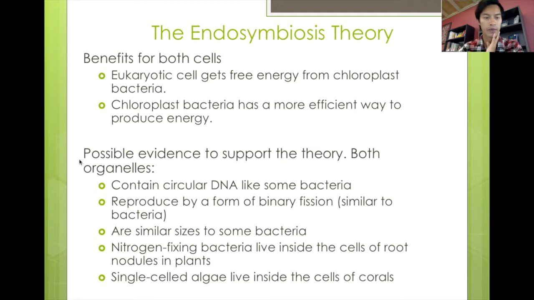Possible evidence. Chloroplasts and mitochondria both contain circular DNA. So the chloroplast and the mitochondria have their own set of DNA, unlike the ribosome or the Golgi complex, which don't have their own DNA. And it's circular, which is very similar to the DNA of bacteria. So the evidence is that this may have been a bacteria at one point and then absorbed in. Okay. They also reproduce by a form of binary fission, which is also similar to bacteria, where they split apart and multiply when the cell divides. And they're also very similar in size to bacteria. So those are some of the evidence.